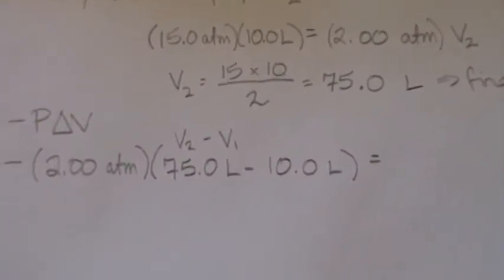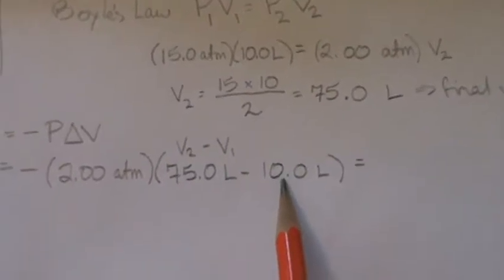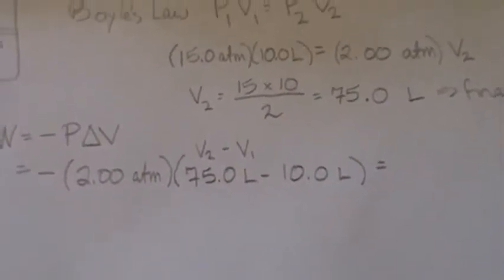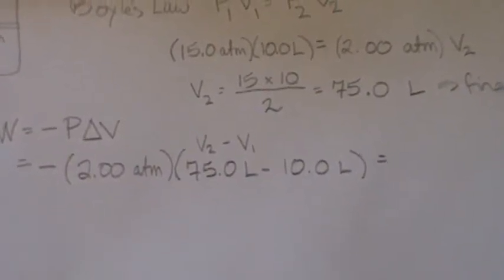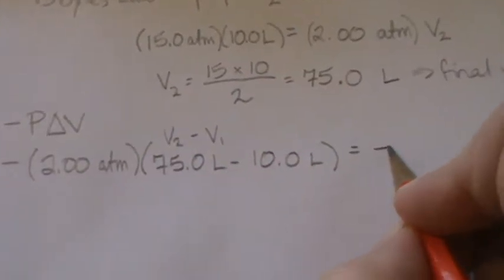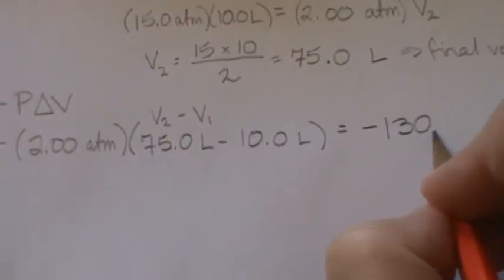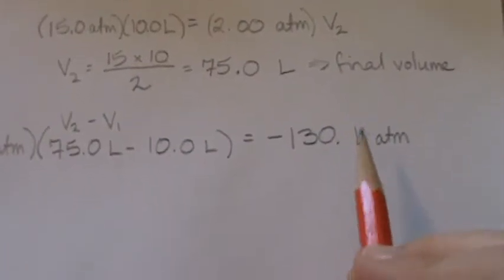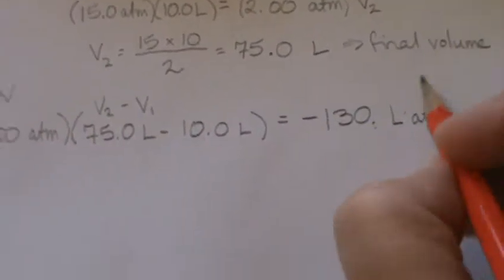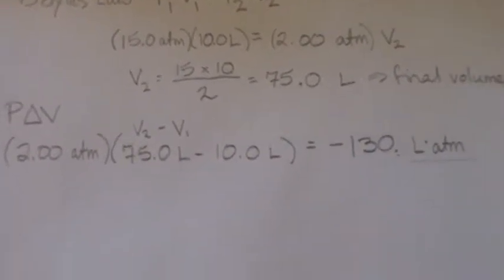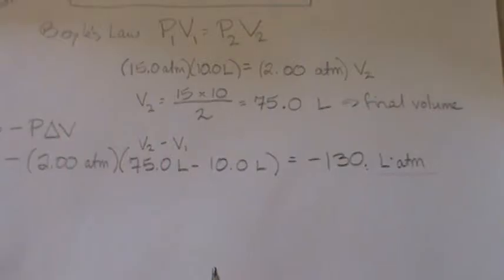Again, we might not need a calculator for this. 75 minus 10 is 65. I'll do it on the calculator just to be safe. 65, and then times 2 is 130, and we have this negative sign here. So this becomes negative 130 liter atmospheres. I put this decimal point here to remind us that we have 3 significant figures, and I'm carrying my units through to remind myself that I can't be done because work isn't really in terms of liter atmospheres.